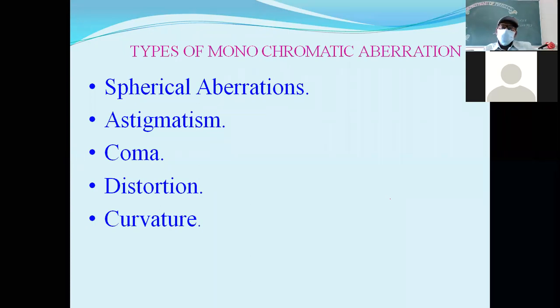It is the inability of the lens. Such an inability of the lens to form the point image of a point object is called spherical aberration. So in this case, the point object must be placed on the principal axis.